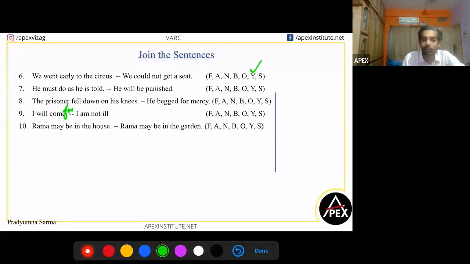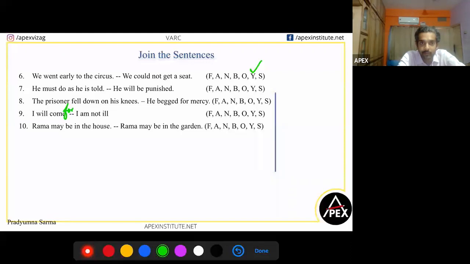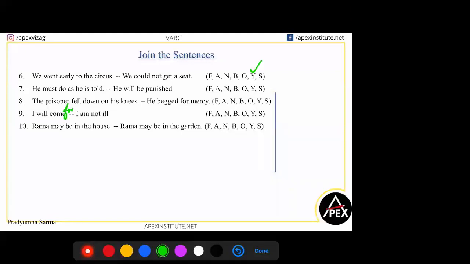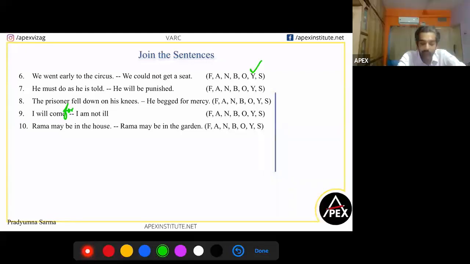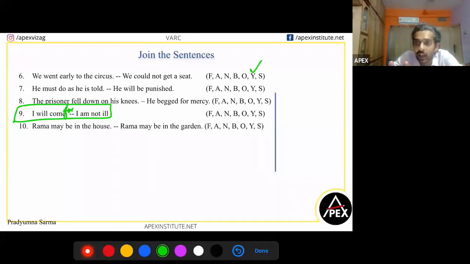Rama may be in the house or Rama may be in the garden. Correct? Be clear? Sir, ninth one. In the ninth, I will come for. Ninth one, sir. Tenth. Yeah. So I will come for I am not ill.